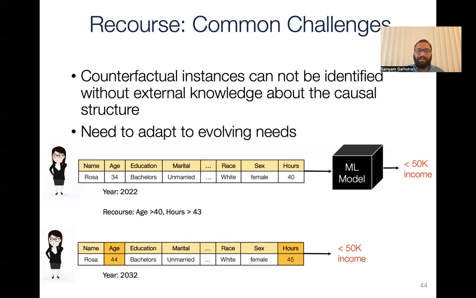Therefore, a key limitation of recourse is to remain consistent over time and space, because these are recommendations to the individual, which are made at the current date and time. But if the values of recourse do not hold later in time when they come back, then it's not valuable to that individual.